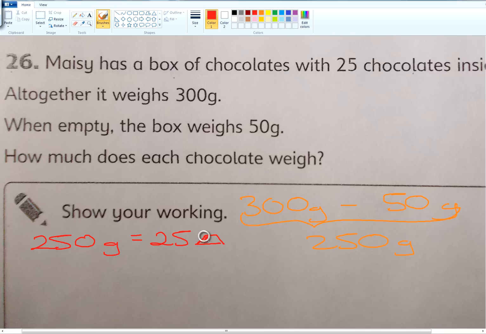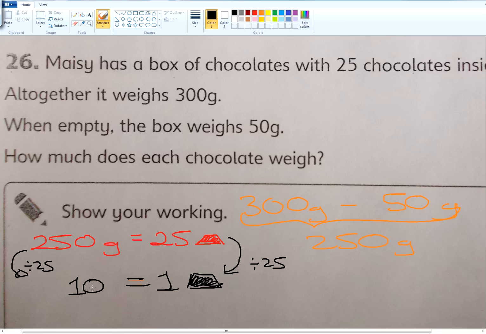Okay, so we want to work out the weight of each chocolate. So you want to work out the weight of one chocky. So how do we get from 25 down to 1? What do we do? From 25 down to 1, what do we do? Divide by 25. So what we do on the right hand side, we do on the left-hand side. So 250 grams divided by 25 will give us 10. 10 grams. So the weight of one of them is 10 grams.